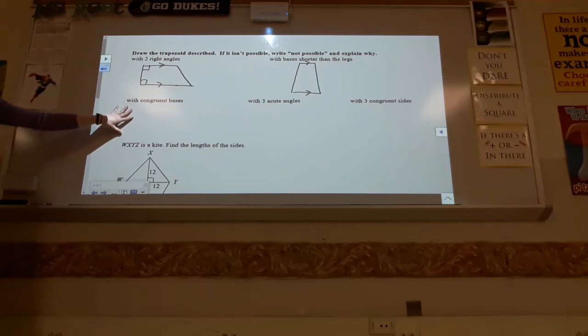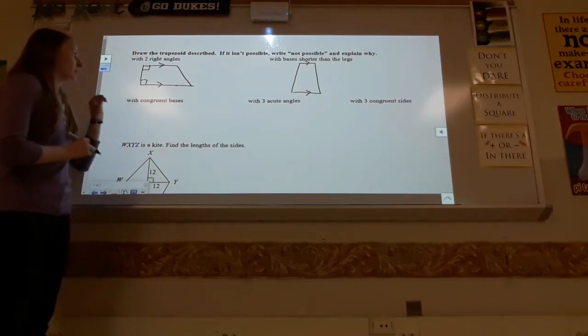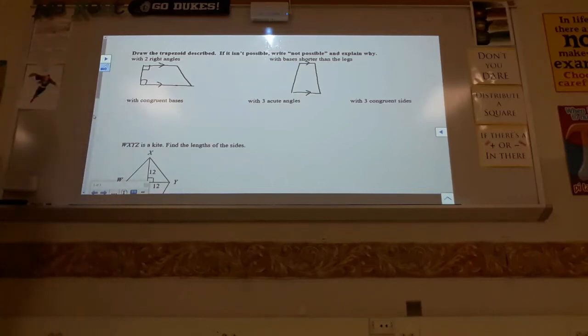All right, this one right here. I want to know if you guys can draw a trapezoid according to our definition that we wrote with congruent bases. So see if you guys can do that.